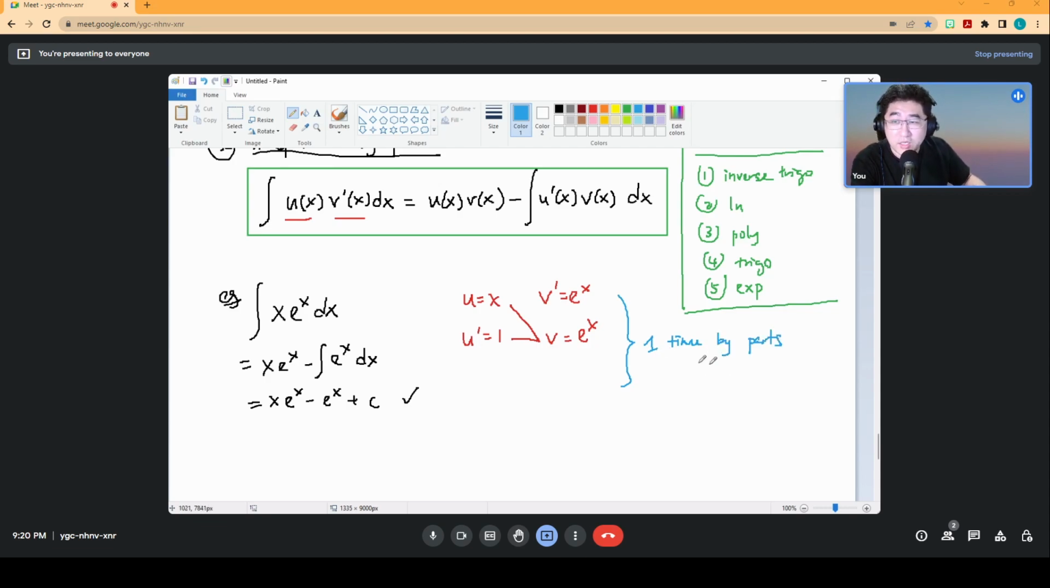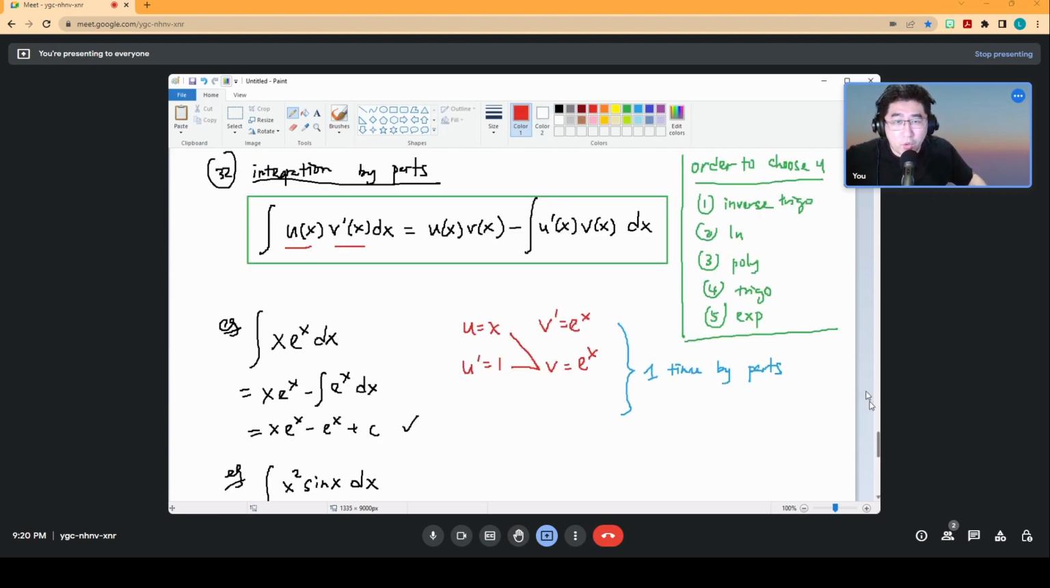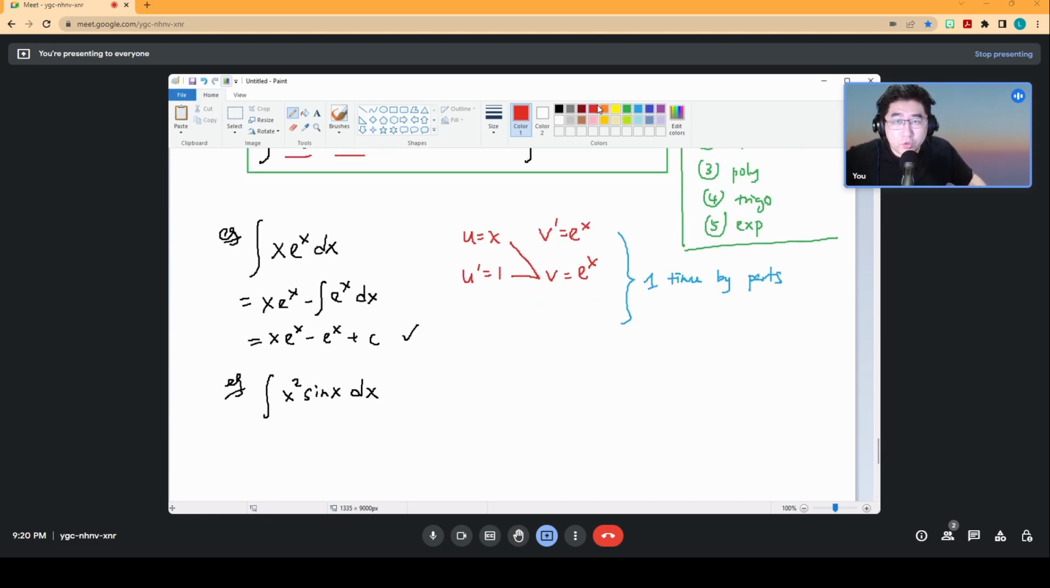Okay, if I say like this, that means you have multiple times. So you may have questions that require integration by parts two times. Let's say I have x squared with the sine x. Following the order on how to choose u, we will choose u as x squared. I will choose v prime as sine x.